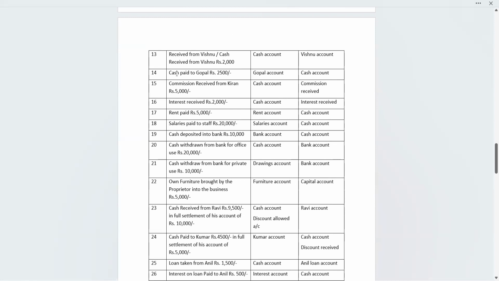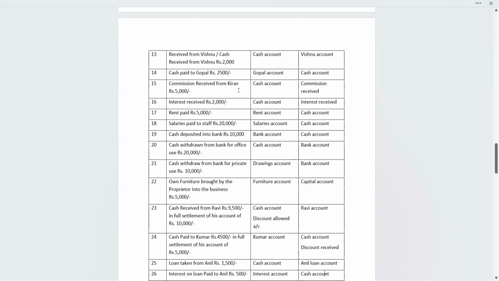Next, one more point. Cash paid to Gopal. You are paying the cash to Gopal. Cash is an asset. Cash comes in or goes out? Goes out. Which side? Credit side. Who will receive that amount? Gopal. Gopal is a receiver or giver? Receiver. Which side? Debit side. So now the entry: Gopal account debit to cash account. First you tell the debit, next you tell the credit. Debit is Gopal, credit is cash. So Gopal account debit to cash account.